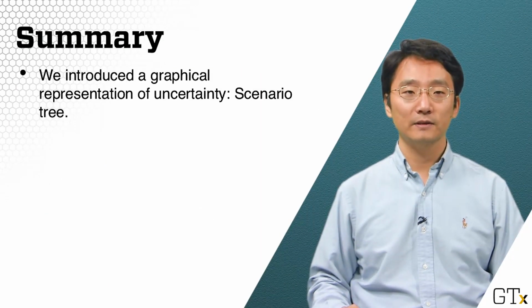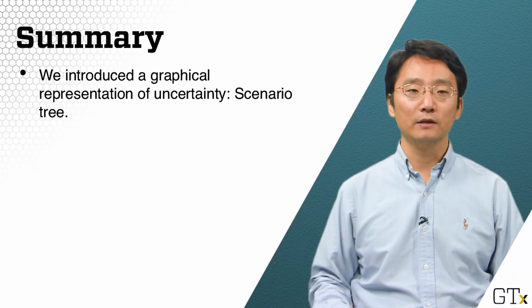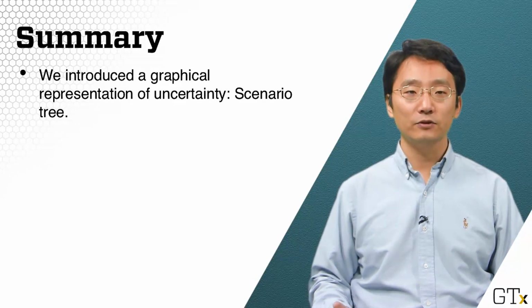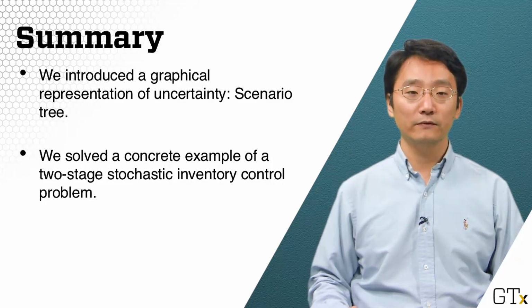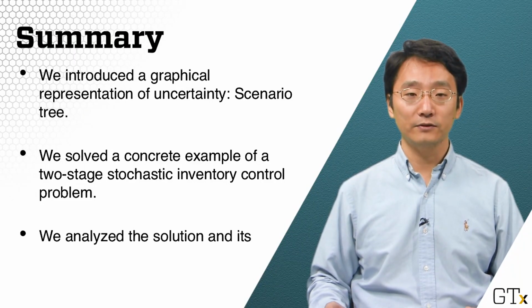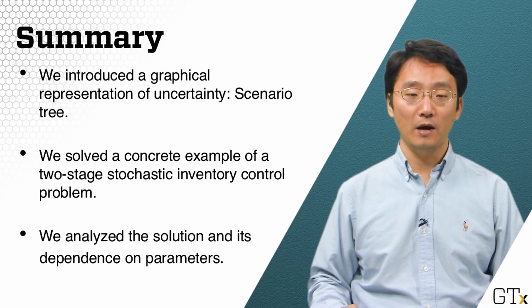Okay, let's summarize. We introduced a graphical representation of uncertainty, meaning the scenario tree, to represent uncertainty evolution and also the two-stage decision structure. We solved a concrete example of a two-stage stochastic inventory control problem, and we analyzed the solution and its dependence on key parameters. Thank you.